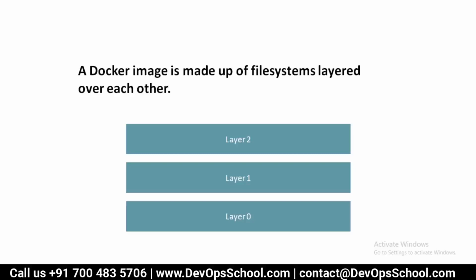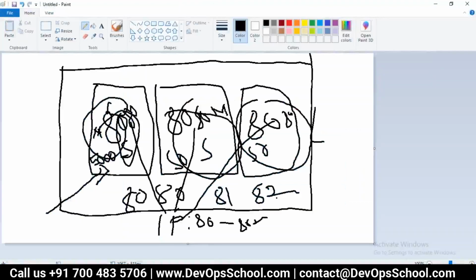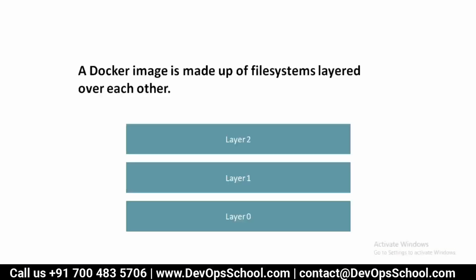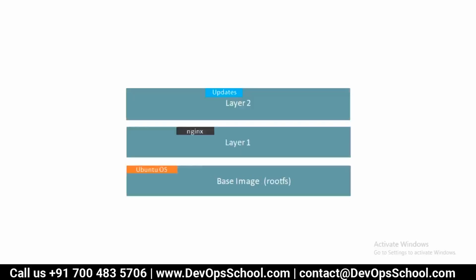You have file system layer 0, which is the bottom one, then on top of that layer 1, on top of that layer 2. Let me show you the image first and then I'll explain it. An image consists of multiple layers. Each layer can have different changes, such as file system changes. You have layer 0, the first layer, and a top layer.